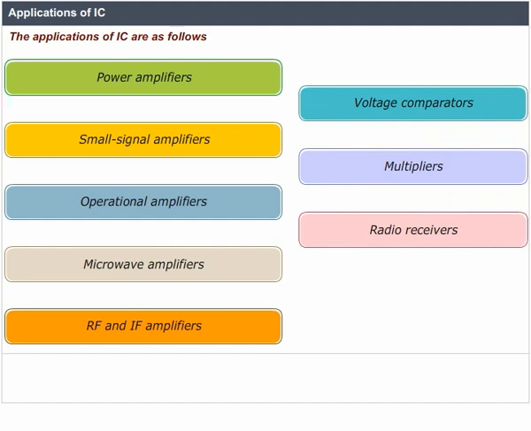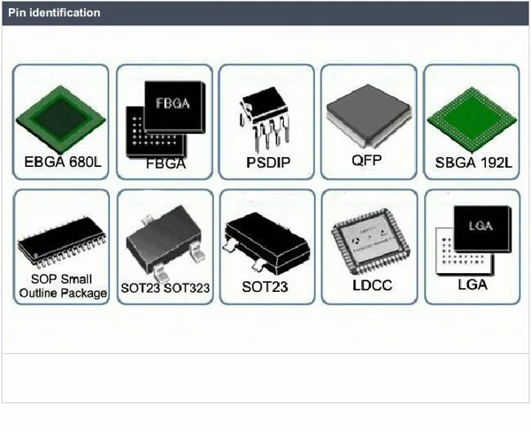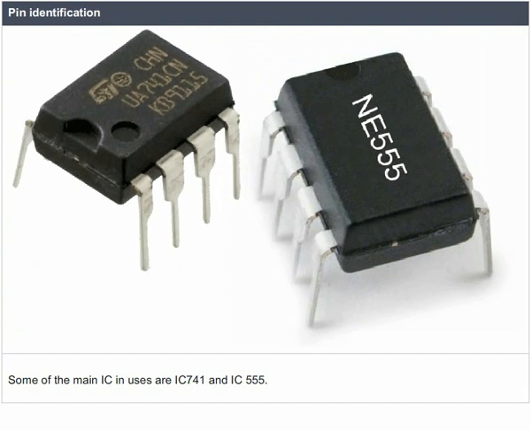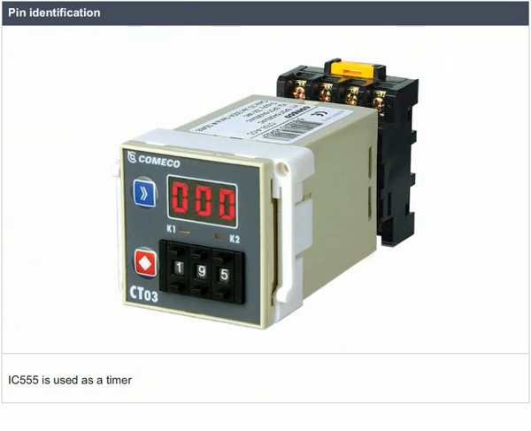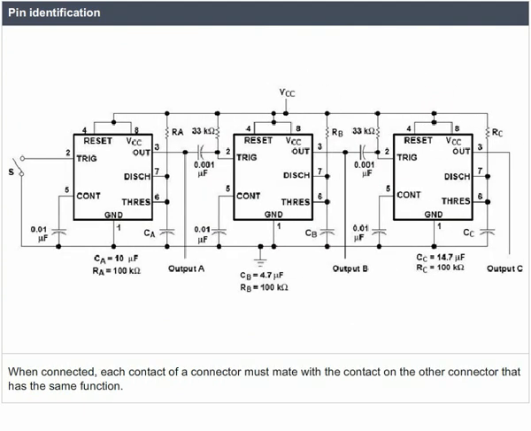Pin identification. There are many types of ICs in the market. Some of the main ICs in use are IC 741 and IC 555. IC 555 is used as a timer. When connected, each contact of a connector must mate with the contact on the other connector that has the same function. If contacts of disparate functions are allowed to make contact, the connection may fail and damage may result.